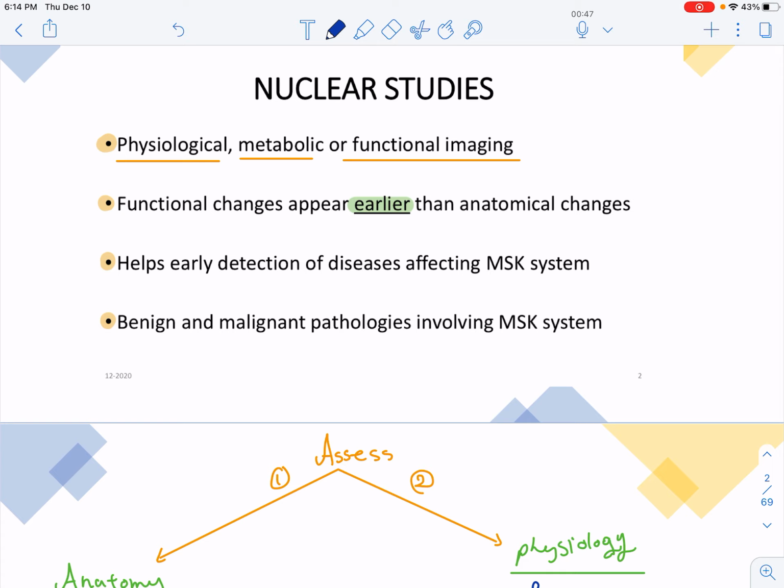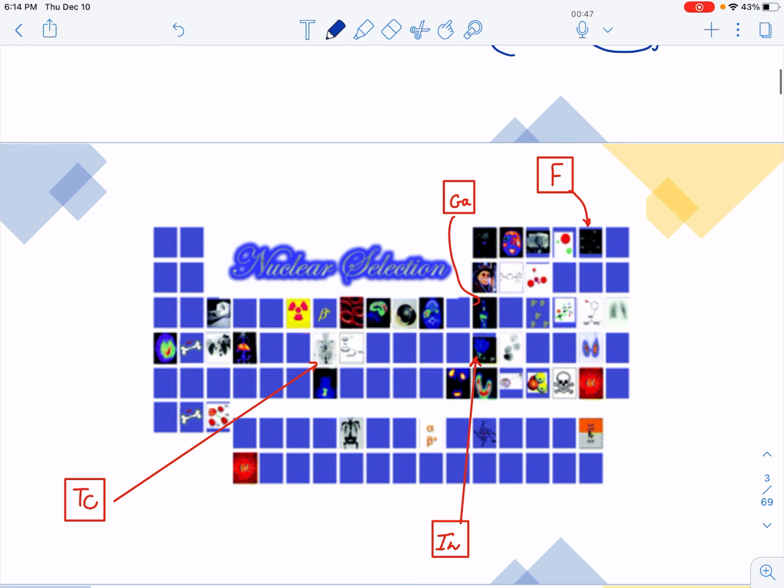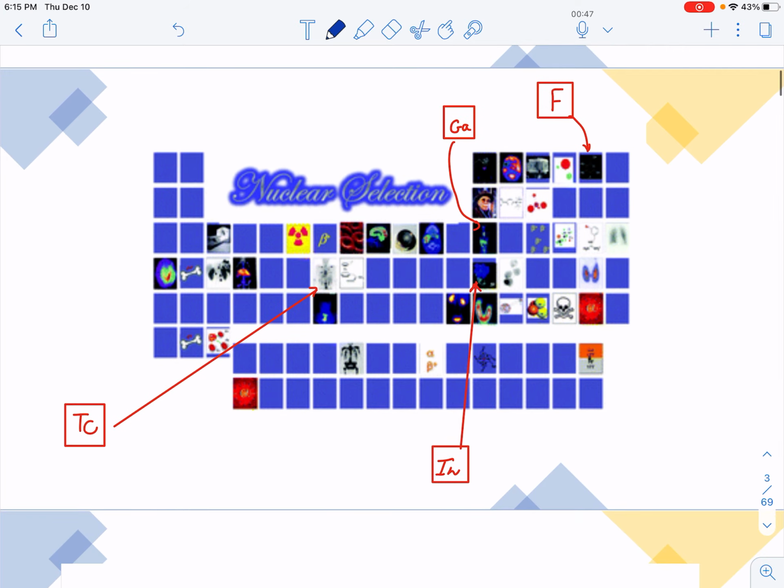So because of that, it's a good modality for early detection of diseases affecting the MSK system in this case, okay? And where can we get the radioactive material from? Actually, we get the radioactive material from the periodic table, if you recall the periodic table.